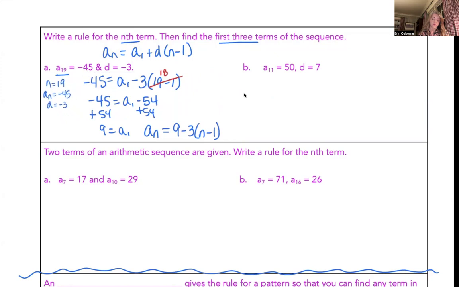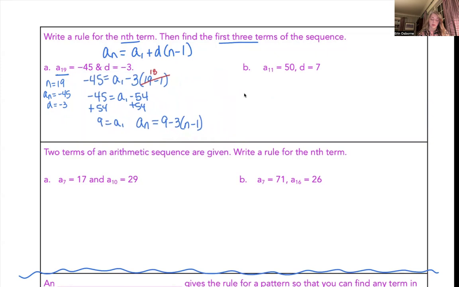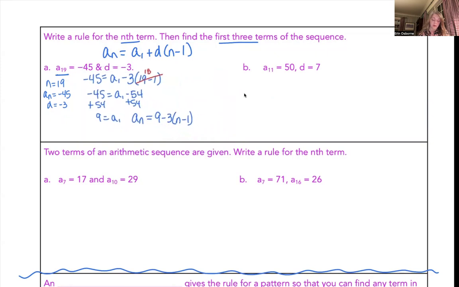And so that would be 9. And then I can start losing 3 every time. Sorry, that looks like an A. I'm going to fix it. 9, subtract 3 and get 6, subtract 3 and get 3. It only wanted the first 3 terms of the sequence. They need commas in between. So this is an answer, and the rule is an answer.